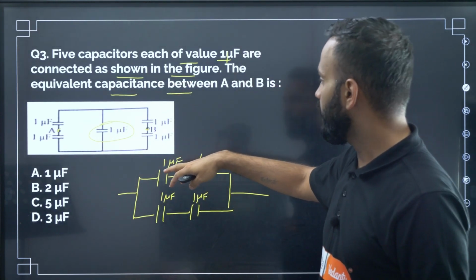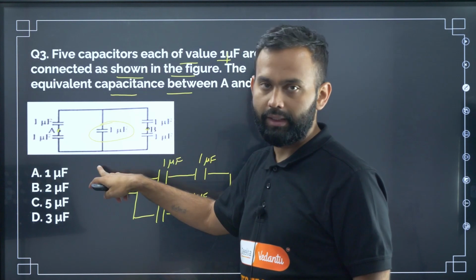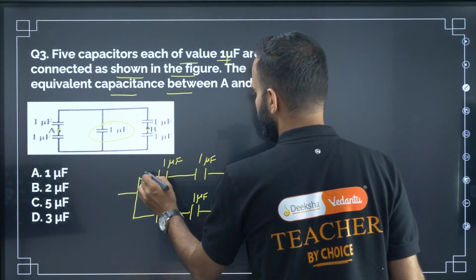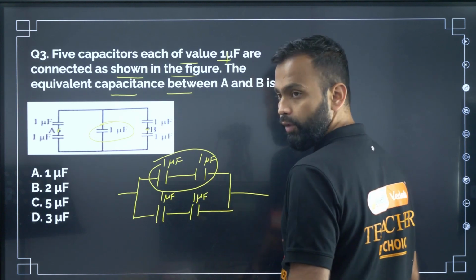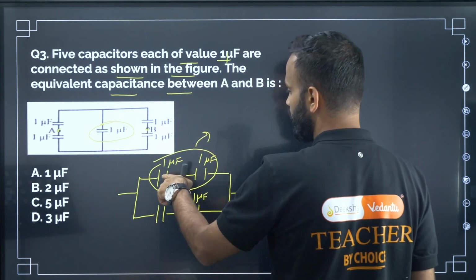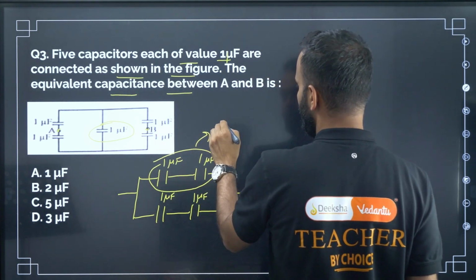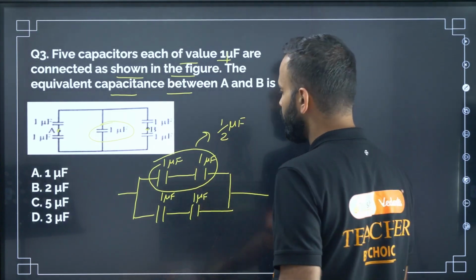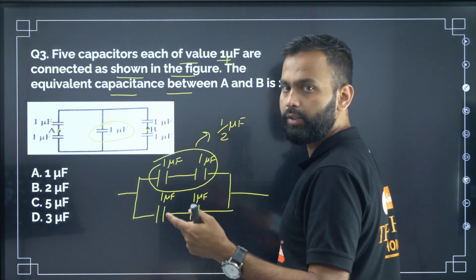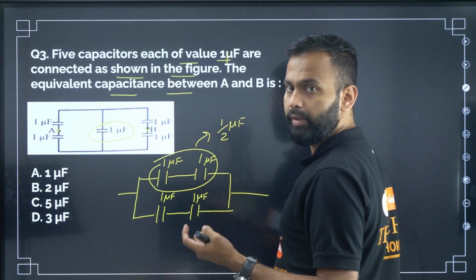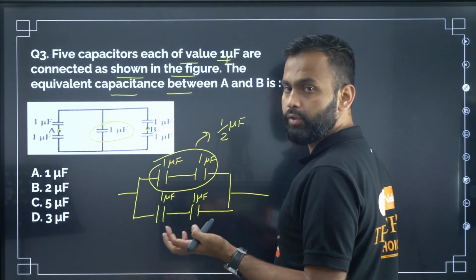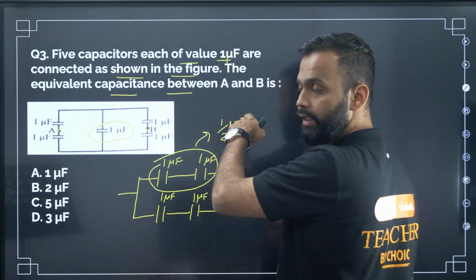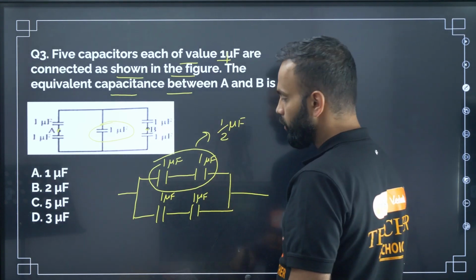So there is no current, no charge flows through this branch or arm, right? Now these two are in series, right? What is the capacitance of these two? Here, 1 by C equivalent equals 1 by C1 plus 1 by C2. C1 and C2 are 1 microfarad, so 1 by 1 plus 1 by 1 is 2 microfarad. So C is 1 by 2 microfarad.